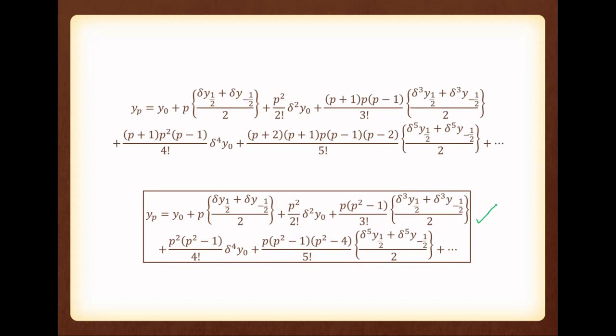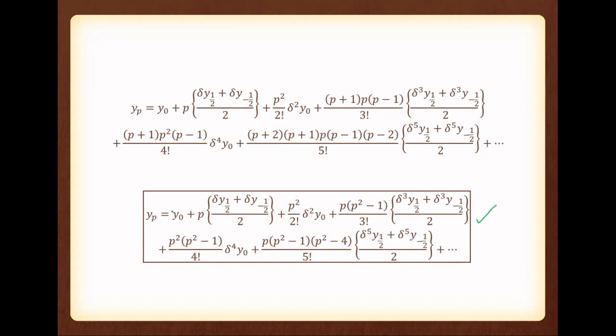yp is equal to y0 plus p into (delta y at 1/2 plus delta y at minus 1/2) divided by 2, plus p square by 2 factorial into delta square y0, plus p into (p square minus 1) divided by 3 factorial into (delta cube y at 1/2 plus delta cube y at minus 1/2) divided by 2, plus p square into (p square minus 1) divided by 4 factorial into delta raised to 4 y0, plus p into (p square minus 1) into (p square minus 4) divided by 5 factorial into (delta raised to 5 y at 1/2 plus delta raised to 5 y at minus 1/2) divided by 2, plus etc. So please note this equation.